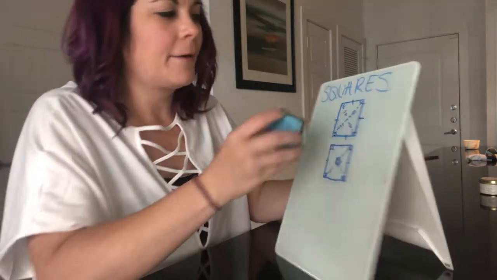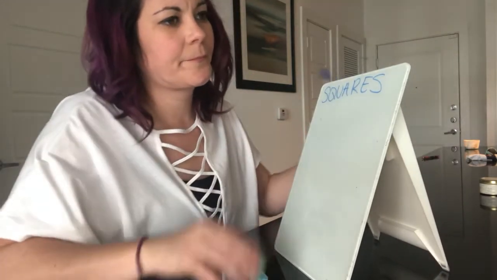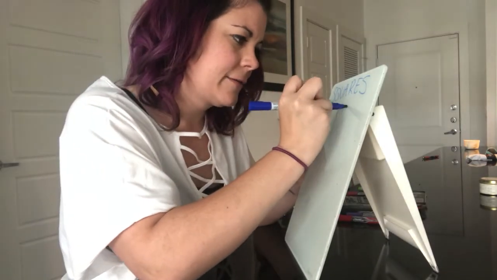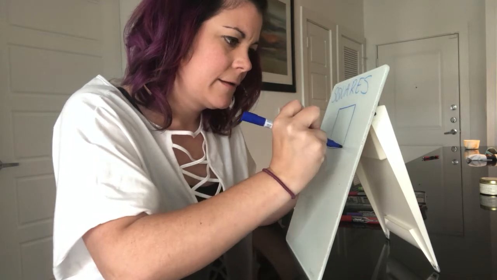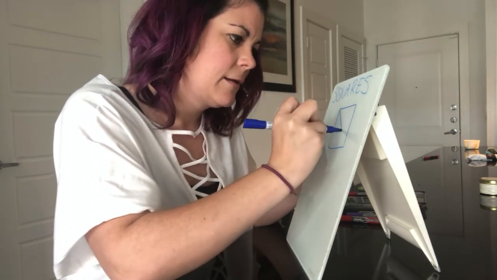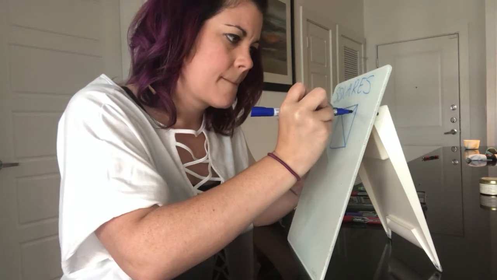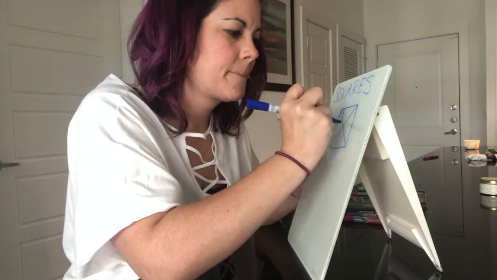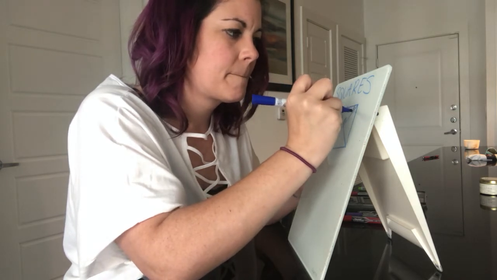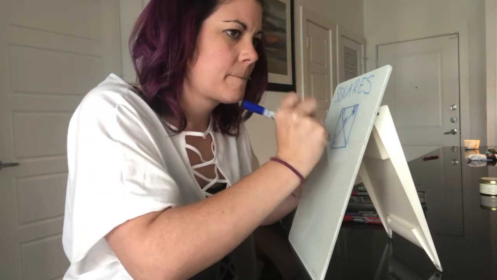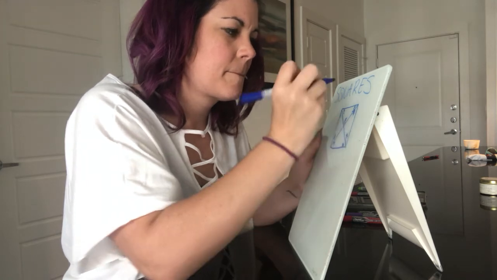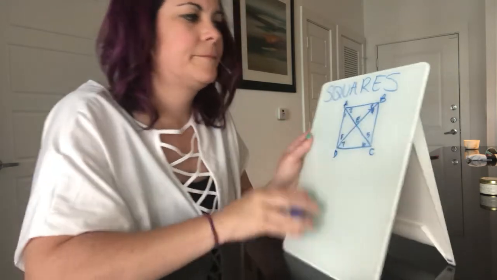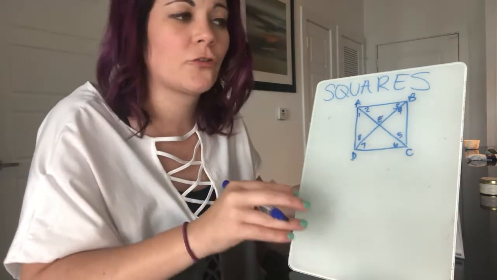But you use the properties to get there. So let's talk about the properties and how we can write this. So I'm stating that this is a square, okay? So I'm telling you already that it's a square. A, B, C, D. Okay, so I'm telling you already that this is a square.